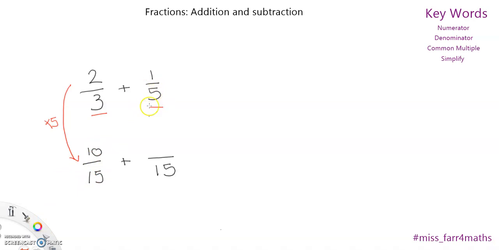What did we do to the 5 to make it 15? Well, we times the 5 by 3. Whatever we do to the bottom, we also have to do to the top. So 1 times 3 would be 3. Now we can add them together because the denominators are the same. They are now both 15. So 10 add 3 is 13.